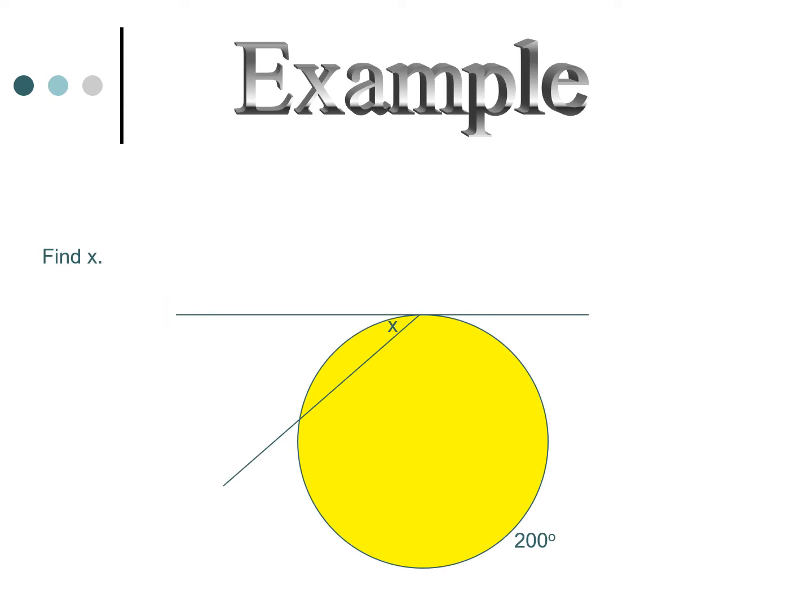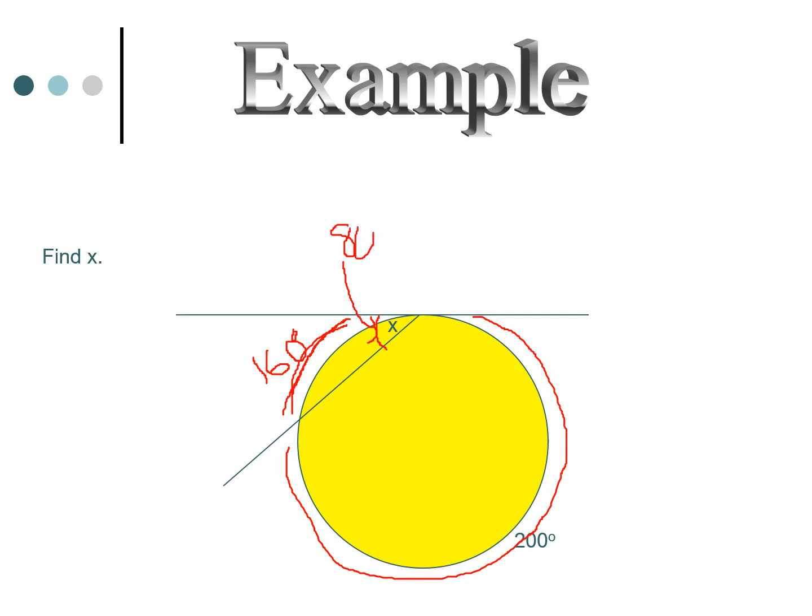Okay, we can do a tricky example. We have to find x, which is right here. There's two ways to do it. We'll do it both ways. Okay, notice that this arc from here all the way around is 200. So the rest of the circle must be 160, because as you know, a whole circle has 360 degrees. All right, so if this part of the arc is 160, according to our theorem, if we take half of it, we should get that angle on the inside, 80 degrees. Okay, that's one way to do it.